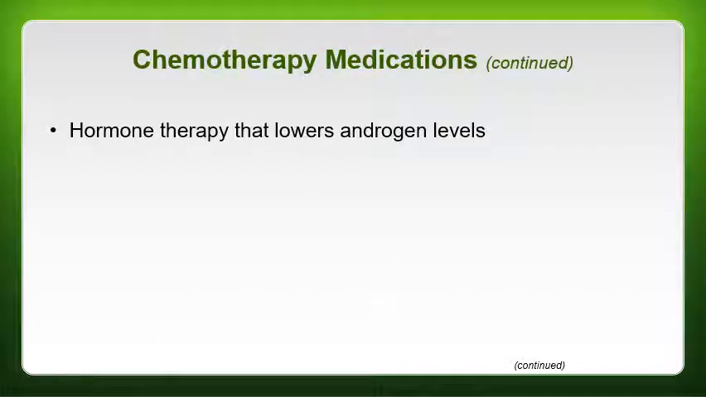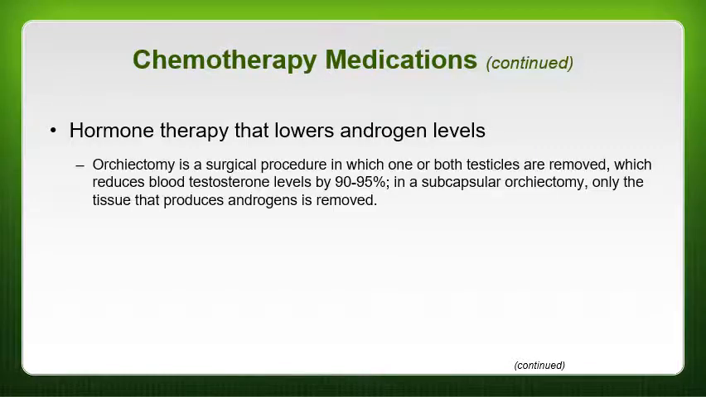So, hormone therapy that lowers androgen levels. This is common in males in particular, for treating prostate cancer. So orchiectomy, which is basically removal of the testicles, where one or both of the testicles are removed, is going to reduce blood testosterone levels significantly. In the case of what we call a subcapsular orchiectomy, only the tissue that produces androgens is removed.